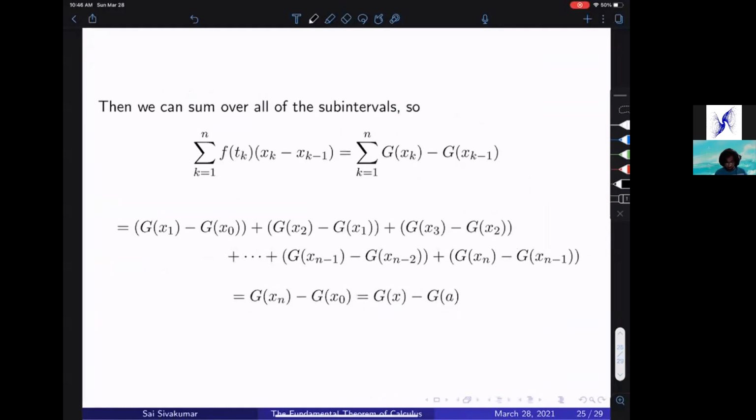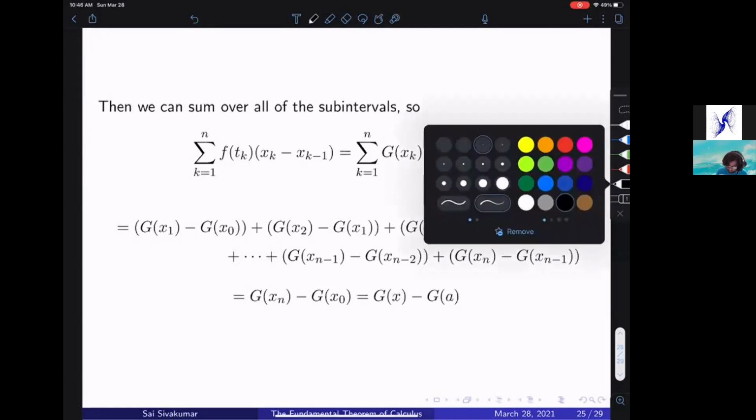Yeah. So what we're going to do is, since we have all of these, we can consider all of the g of xk minus g of xk minus 1 for all of the subintervals in the partition that we made. We can actually sum all of these values up, and they'll still be equal. So we have this sum of f of t sub k times xk minus 1 is equal to the sum of g of xk minus g of xk minus 1. And we're going to sum through all of the subintervals in the partition.